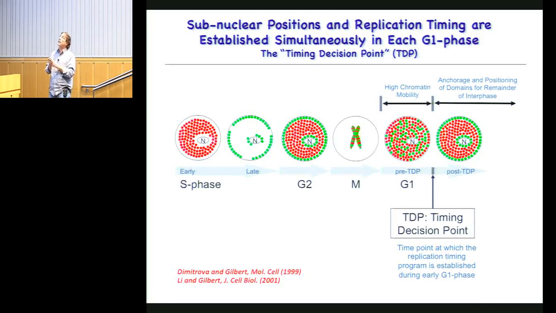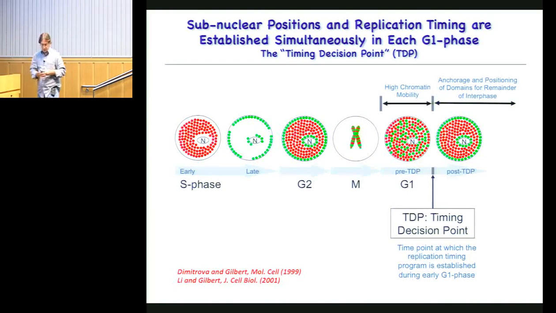And what we found was that when we jumpstarted replication in nuclei isolated very early in G1, replication took place in a random temporal order. And then at a time that we called the timing decision point, the nuclei experienced a transition such that the same extracts would now execute the replication program in the proper temporal order. And this time point was coincident, within an hour, with the formation of the three-dimensional organization of the chromatin. Okay? So this is quite a while ago now.